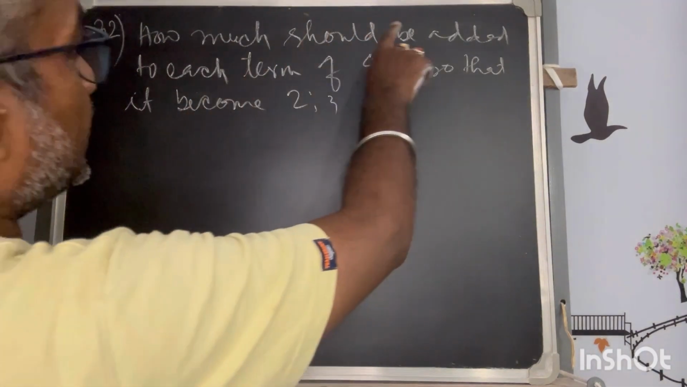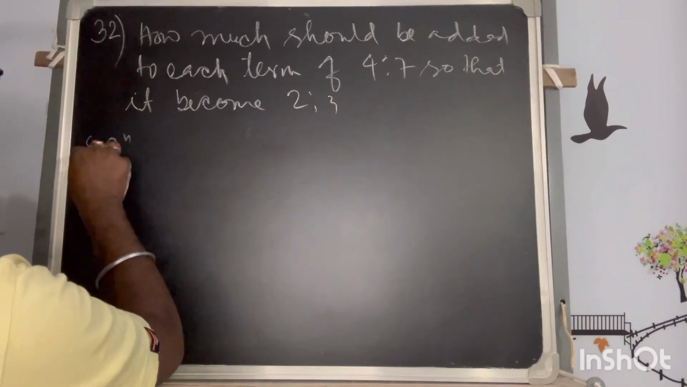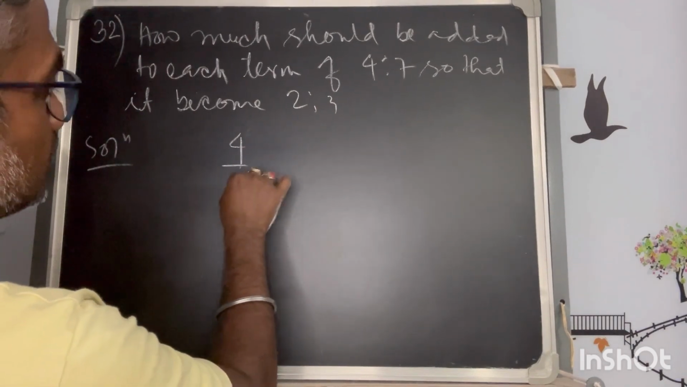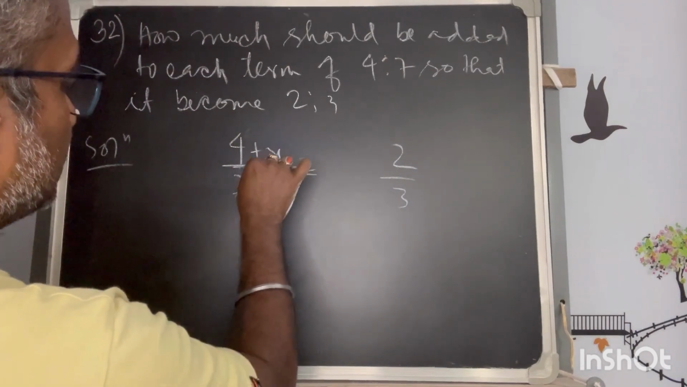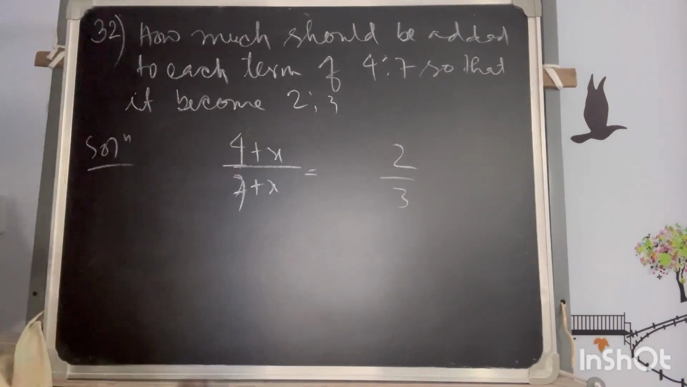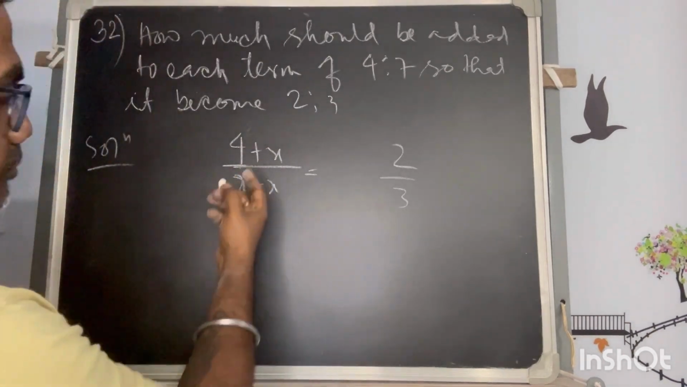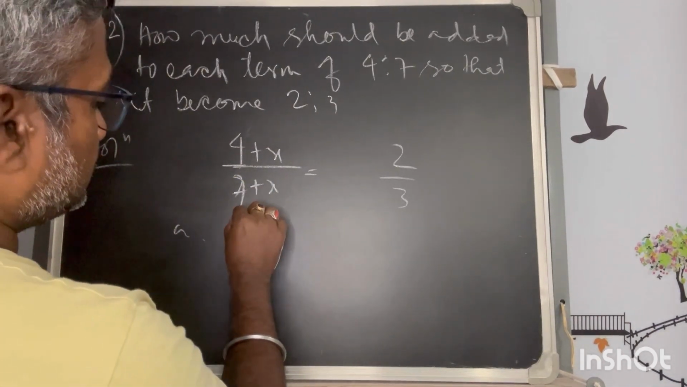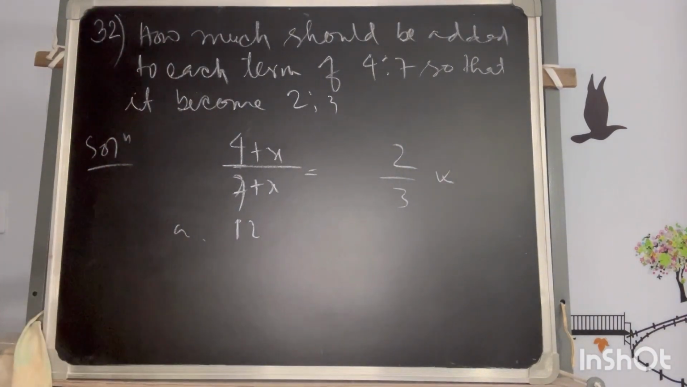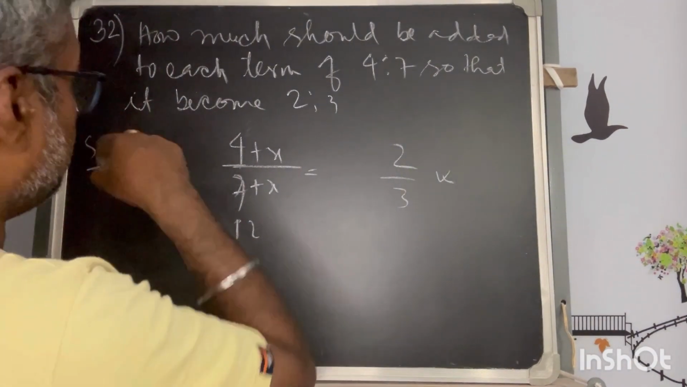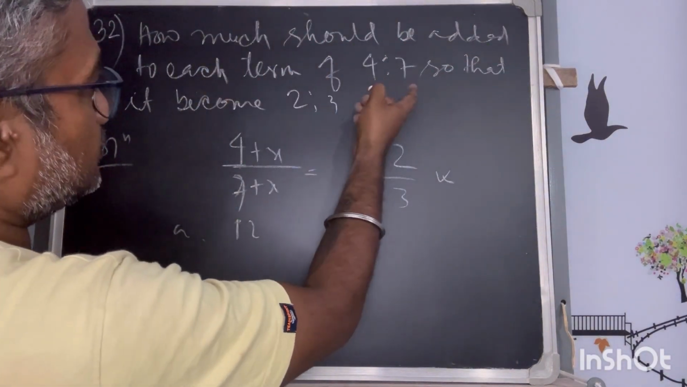What you should add to each term of that. So simply we have to add something. This is 4/7. You have to convert it to 2/3. What you have to do? You have to add something to it. So this is the ask. Now what you have added has to be calculated. So the first thing is that you have to build the equation. Then only the thing will be easy.